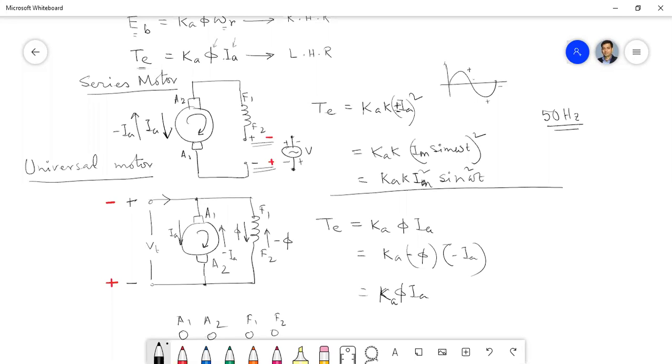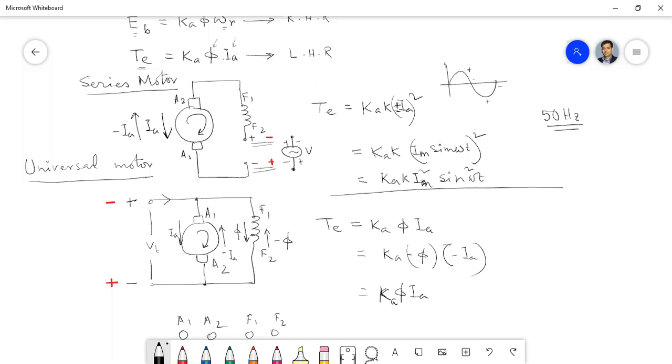The series motor you can see applied in mixer grinders, in drill machines, in most of the machine tools where we need very high speed. So the series motor is very popular. I will discuss the application of series motor in detail in later classes.